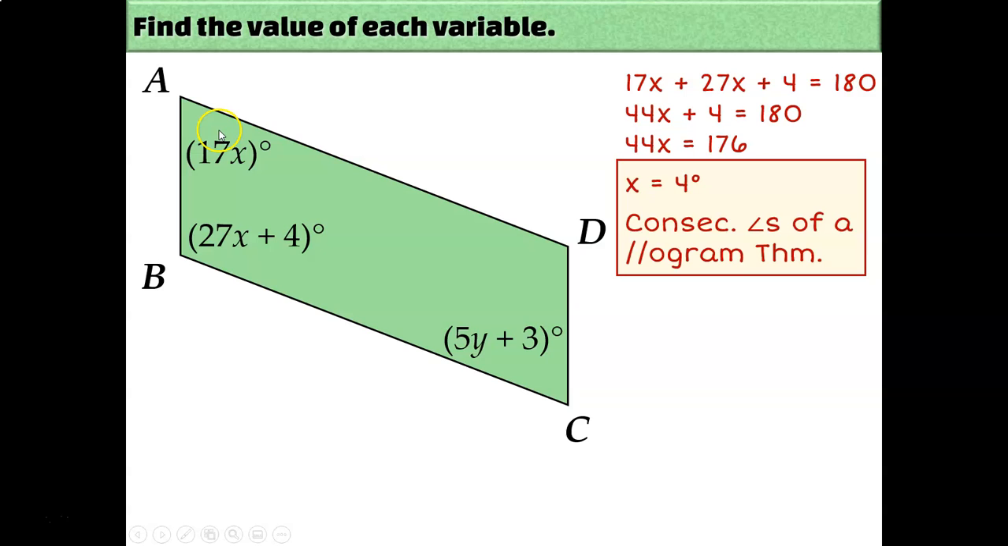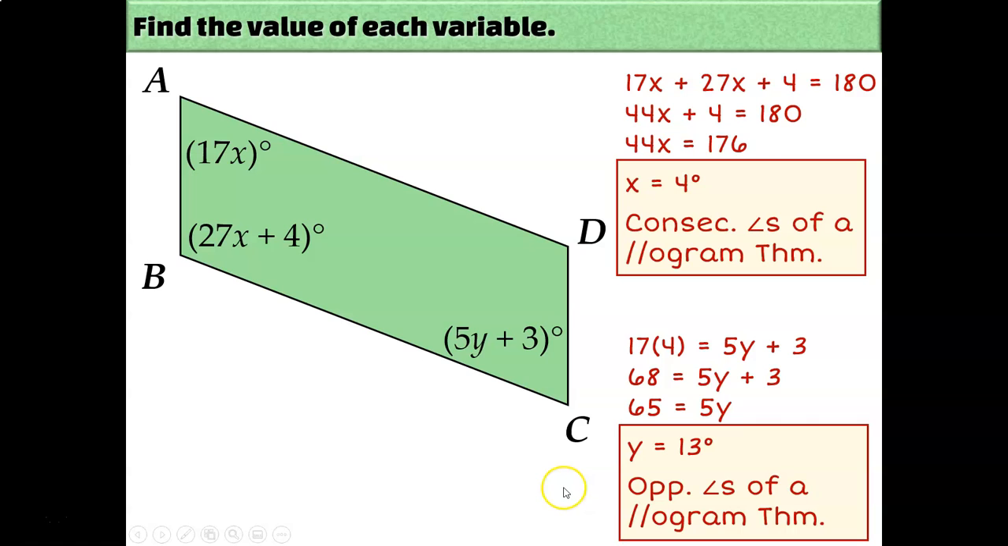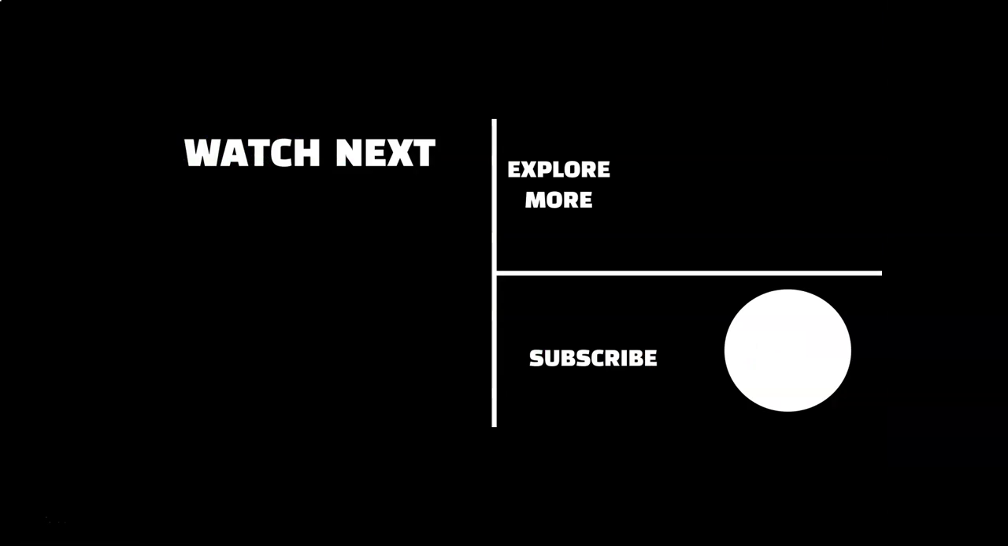Now I can do what we were talking about earlier of setting 17x equal to 5y plus 3, but instead of 17x, I can say it's 17 times 4. So solve that equation, and we find out that y equals 13 degrees because of the opposite angles of a parallelogram theorem. And that's all you need to know about parallelograms. In our next few lessons, we're going to focus on special types of parallelograms, including rhombuses, rectangles, and squares.